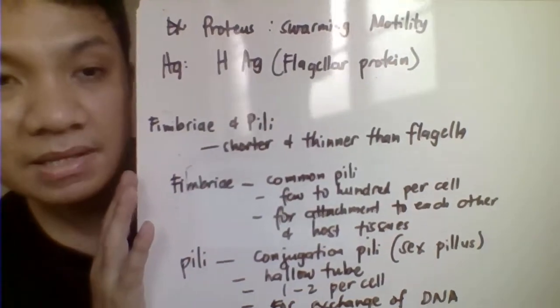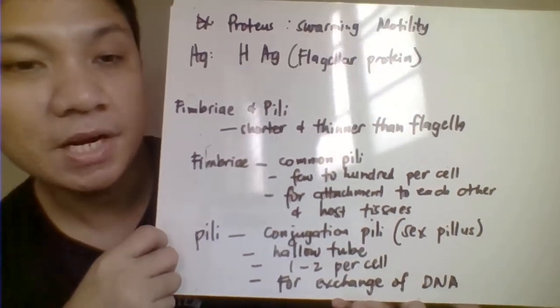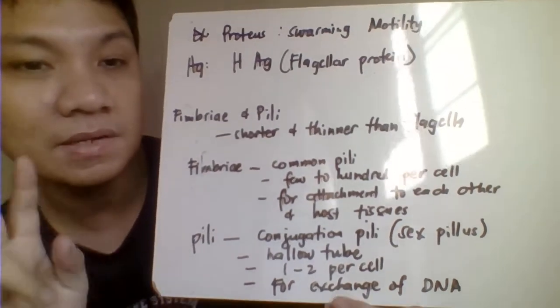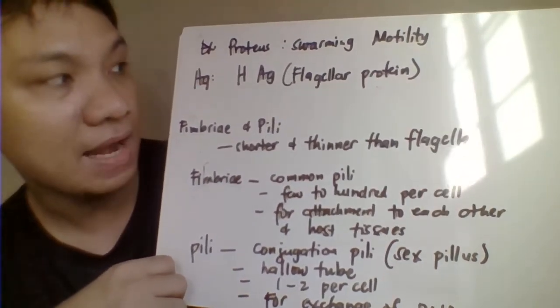An example of bacteria which has flagella is Proteus. Proteus has a very characteristic swarming motility. That is called swarming motility because of its peritrichous flagella.